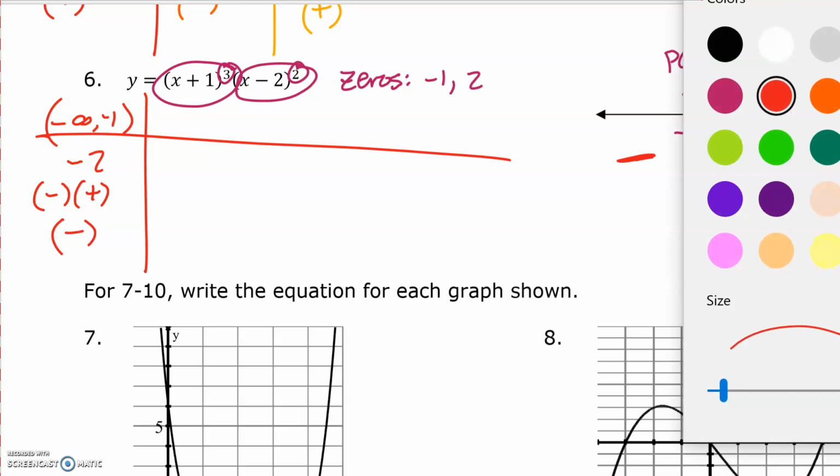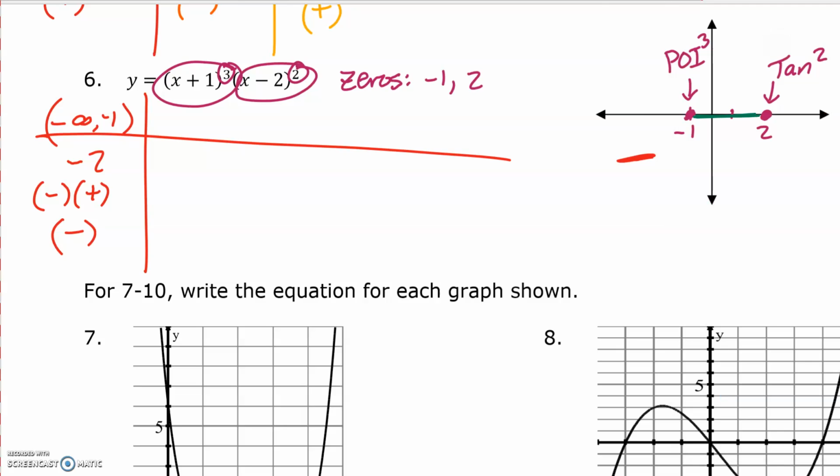Alright, let's go ahead and take a look at the next. I'm going to change it to green. It's kind of hard to see the difference between orange and red. So between -1 to 2, we're going to pick a value and we're going to pick 0. So when we pick 0, substitute that in. 0 plus 1, 1 cubed is going to give us a positive value. Anything squared is positive. Okay, so that's positive, positive.